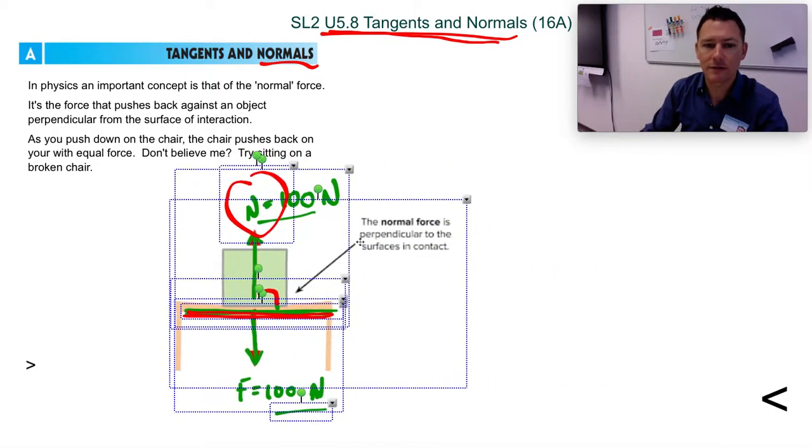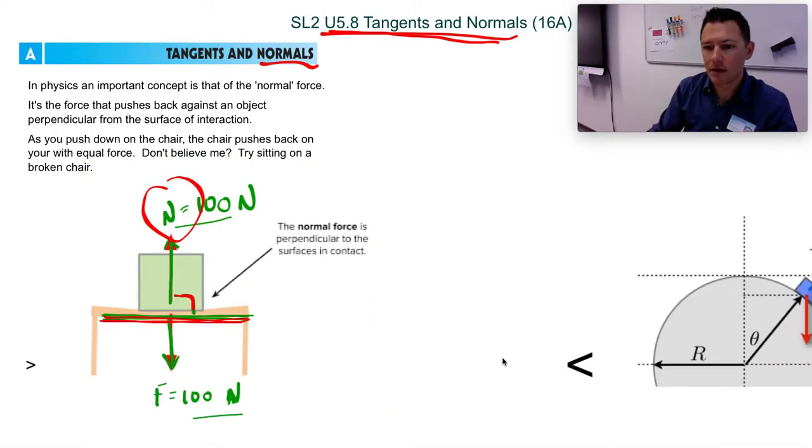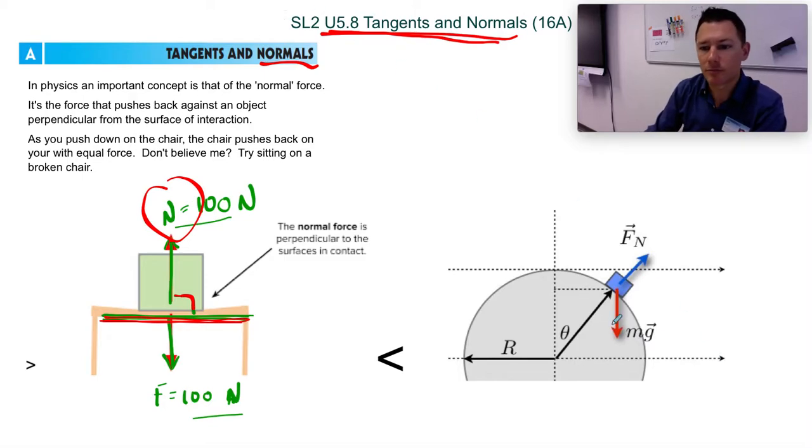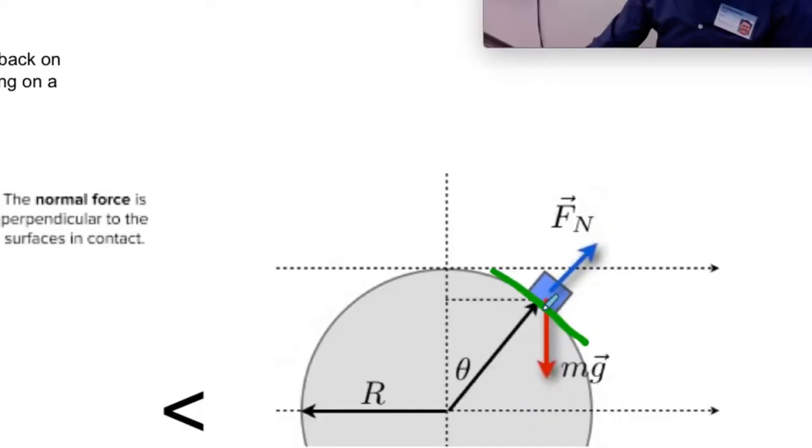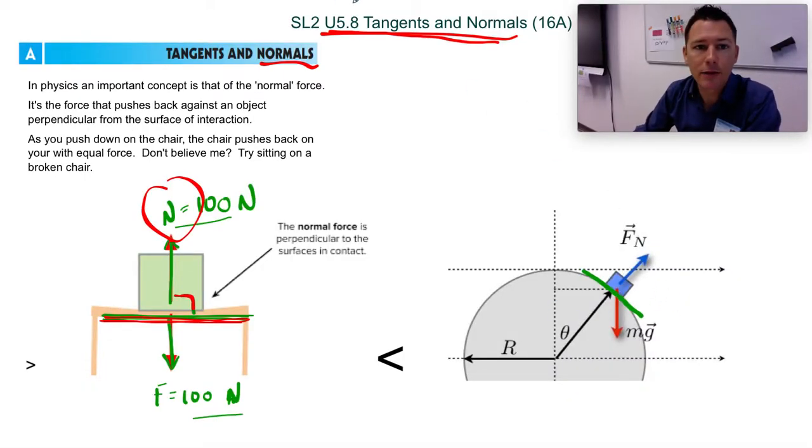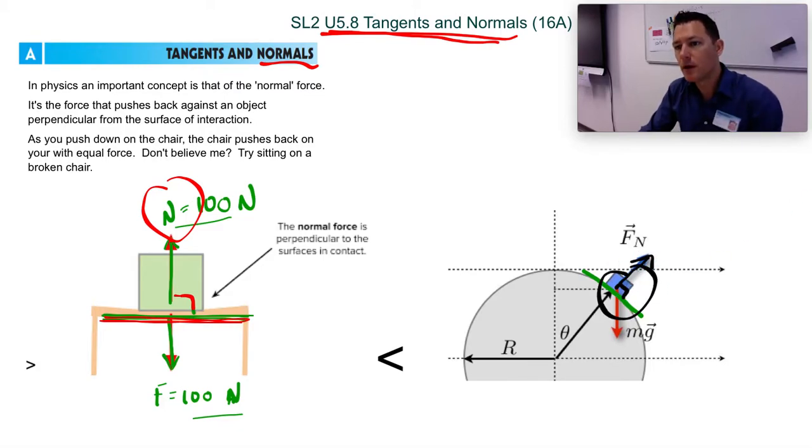You can also see this if you're on something like a curved path. So if this box is sliding off a cylinder, the normal force is always perpendicular to the surface. So right here, I know this is curved, but if you zoomed in, eventually it sort of looks like a straight line, and the normal force is pushing perpendicularly away from that. Okay, so that's the important part.